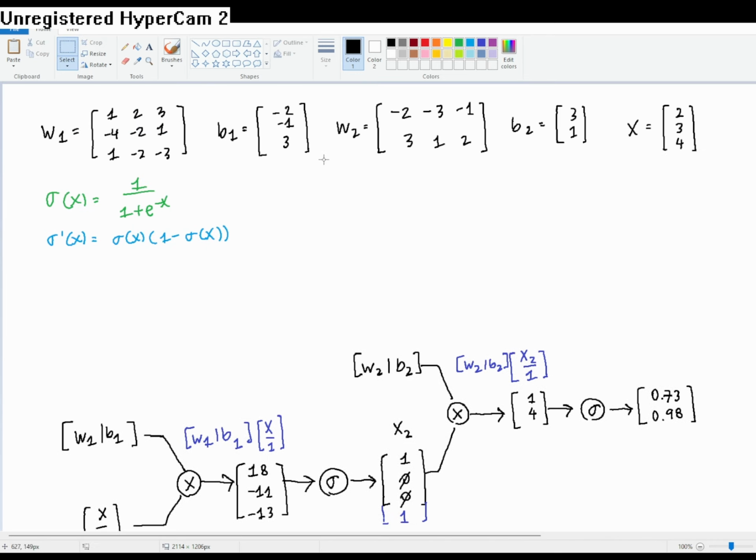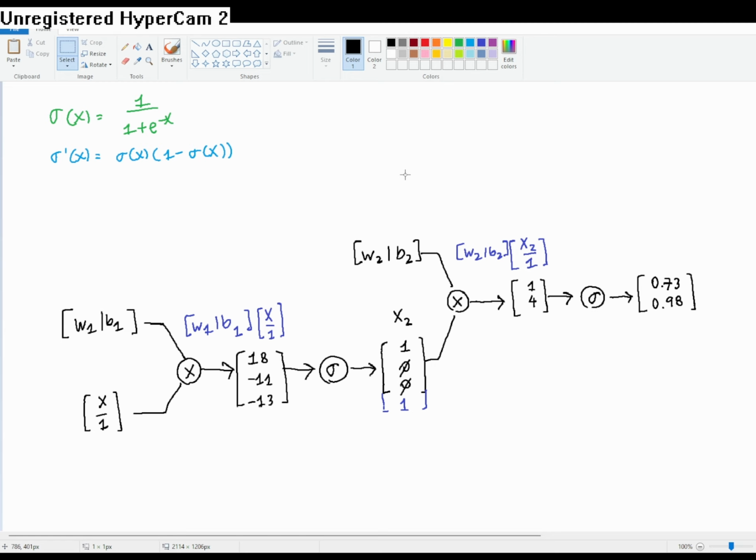We don't need to know our inputs anymore. I'm going to move this down a little bit. So we're done with the forward pass. Now we want to go ahead and go backwards through the network.